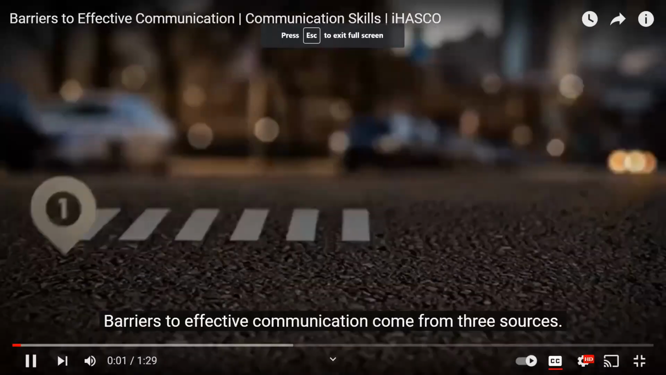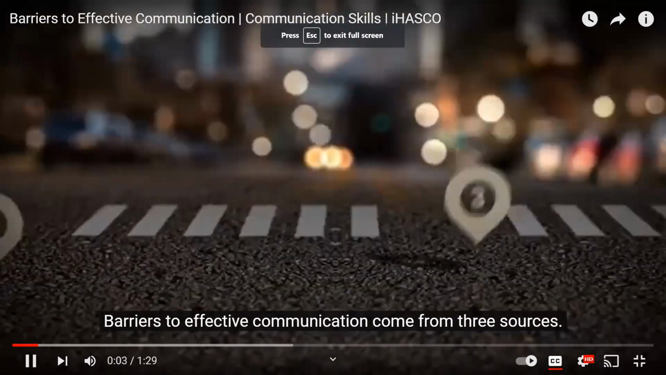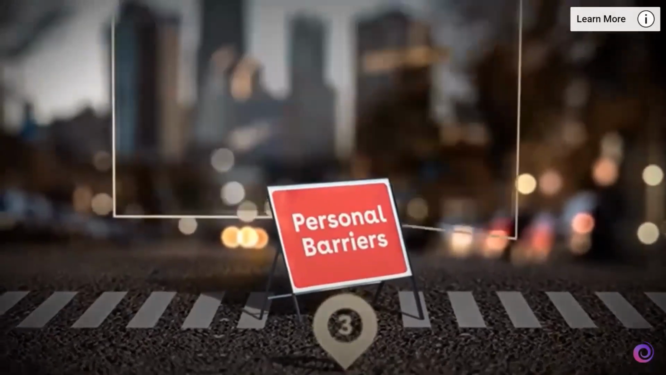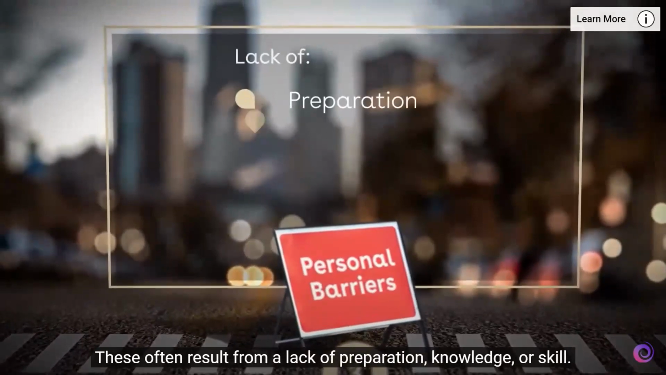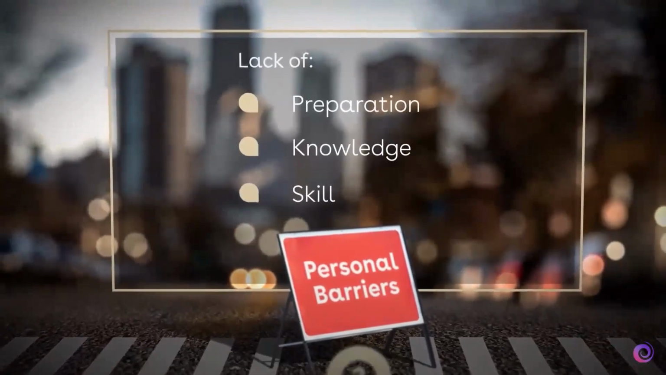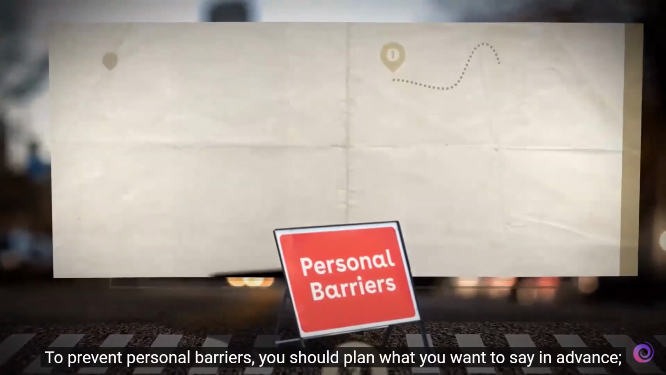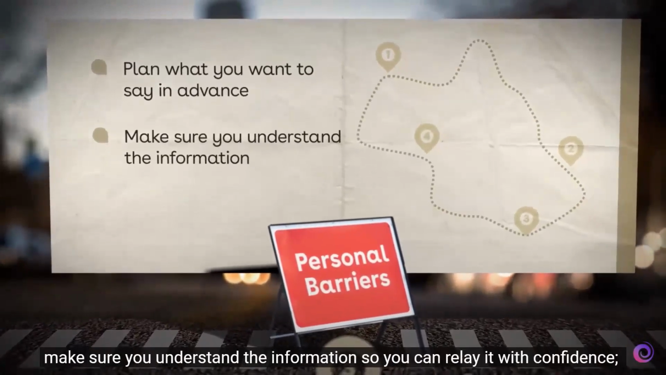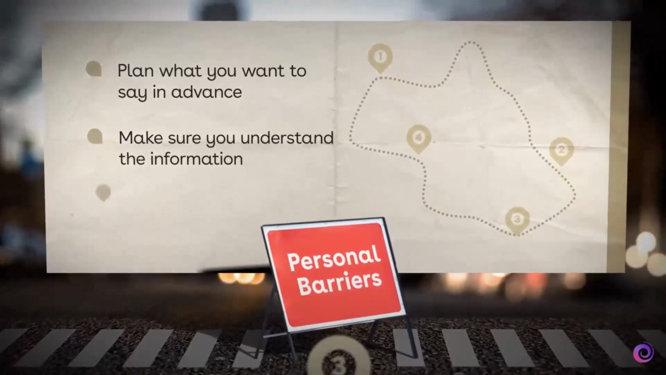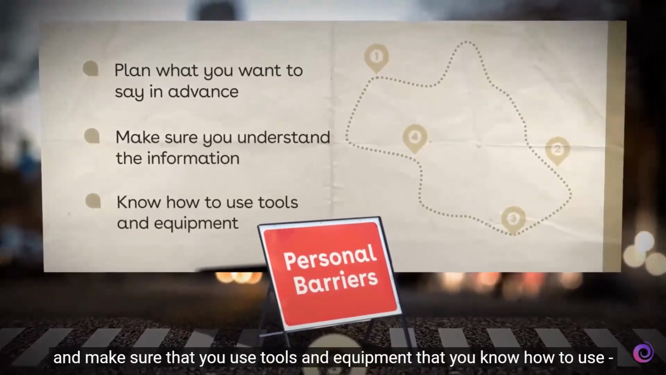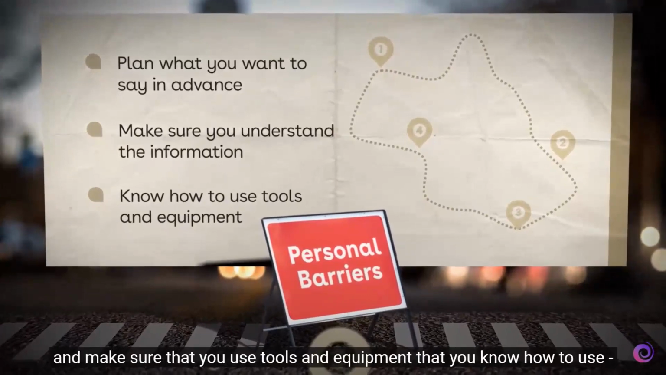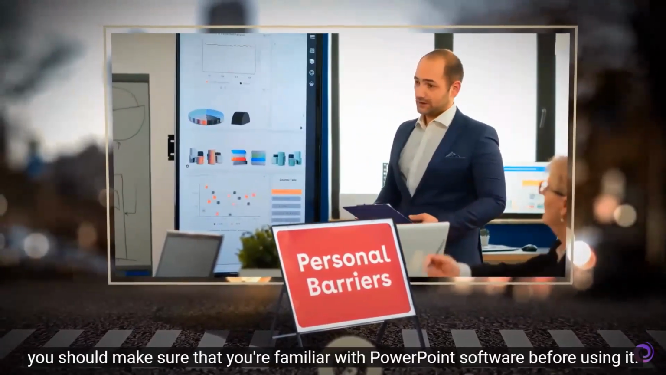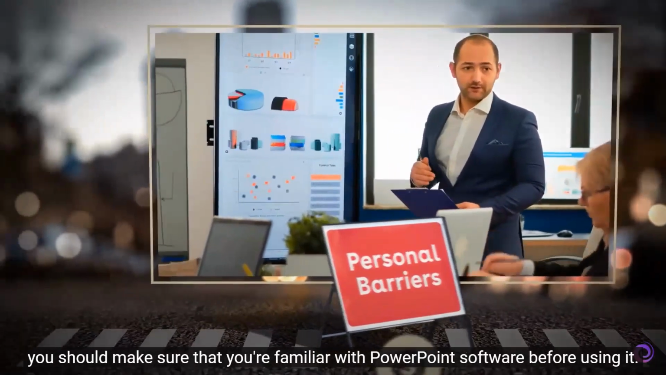Barriers to effective communication come from 3 sources. There are personal barriers, which come from you. These often result from a lack of preparation, knowledge, or skill. To prevent personal barriers, you should plan what you want to say in advance. Make sure you understand the information so you can relay it with confidence, and make sure that you use tools and equipment that you know how to use. For example, you should make sure that you're familiar with PowerPoint software before you begin a presentation.